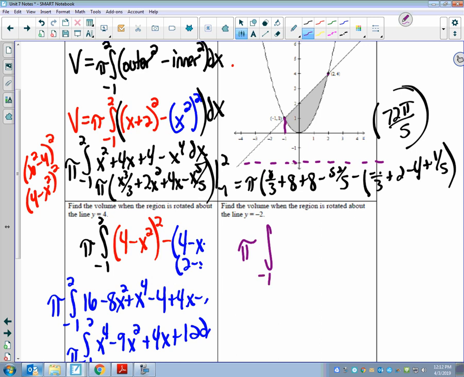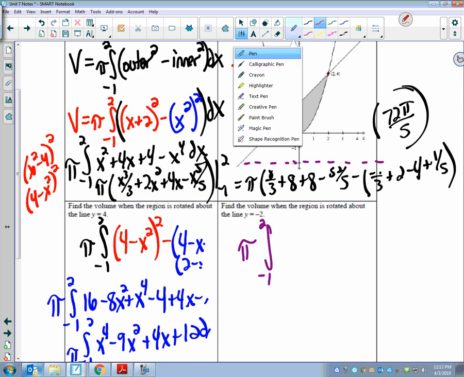-1 to 2. But now that it's across the x-axis, it kind of changes things a little bit. But it's still going to be involved in our radius if we think about that. And so when I look at this, if I'm going from the outer radius, right?